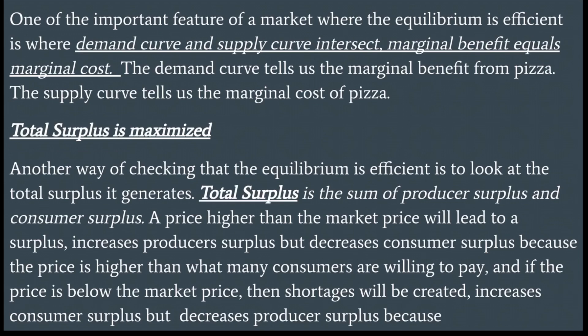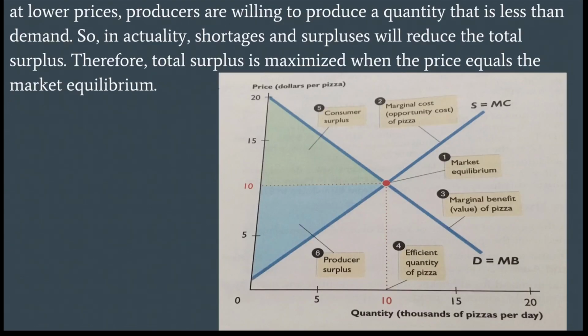A price higher than the market price will lead to a surplus. It increases producer surplus but decreases consumer surplus because the price is higher than what many consumers are willing to pay. And if the price is below the market price, then shortages will be created, which increases consumer surplus but decreases producer surplus, because at lower prices, producers are willing to produce a quantity that is less than demand. So in actuality, shortages and surpluses will reduce the total surplus. Therefore, total surplus is maximized when the price equals the market equilibrium. You can see this in the picture.